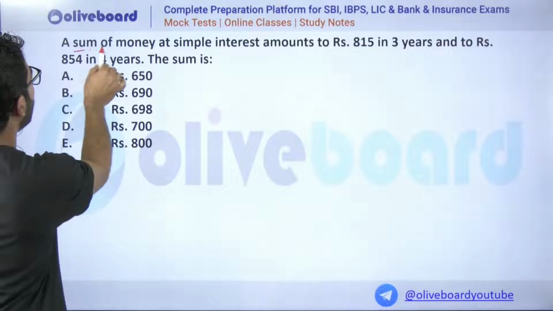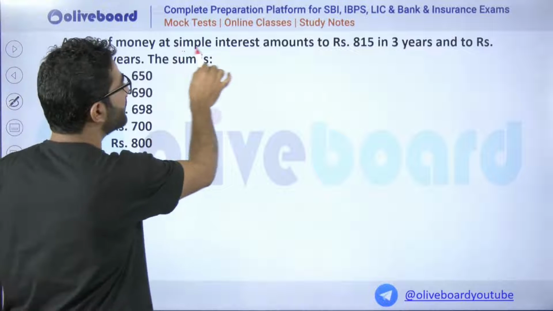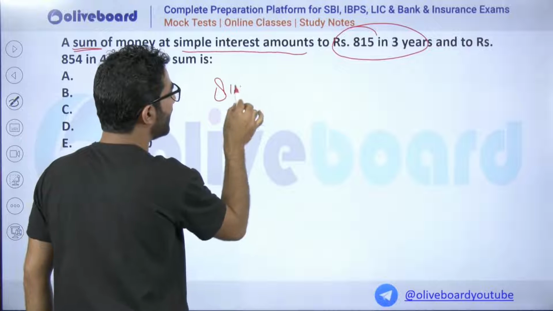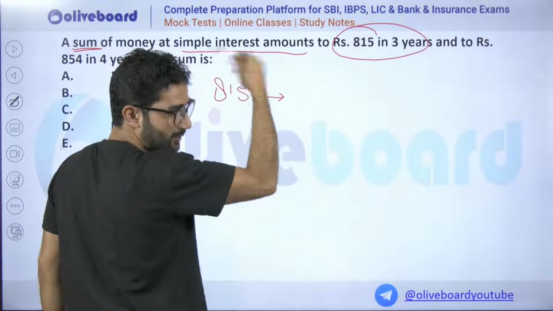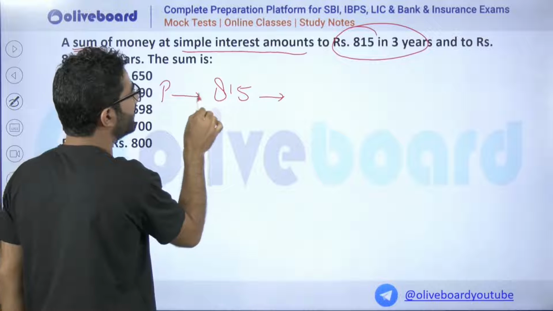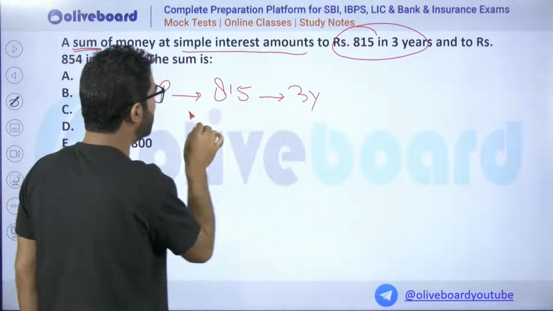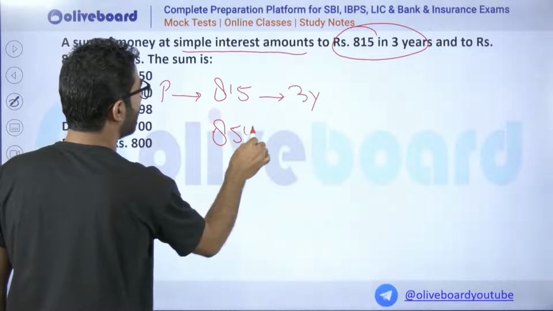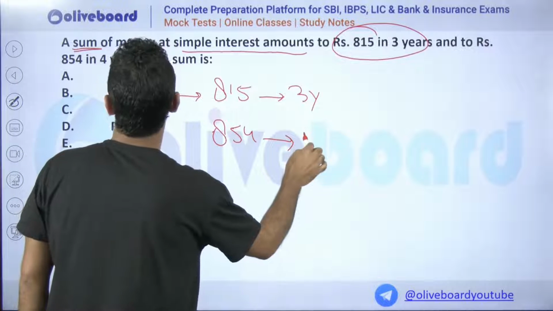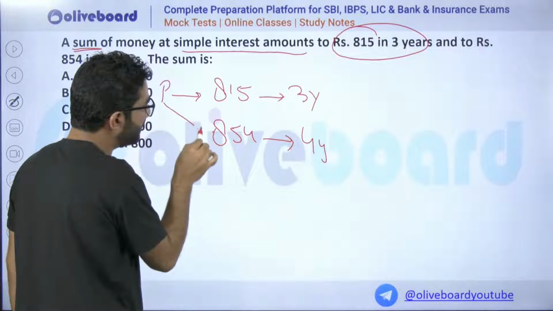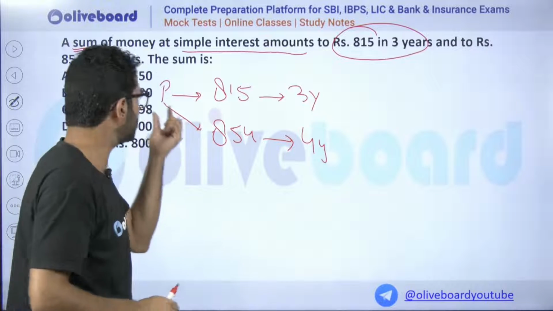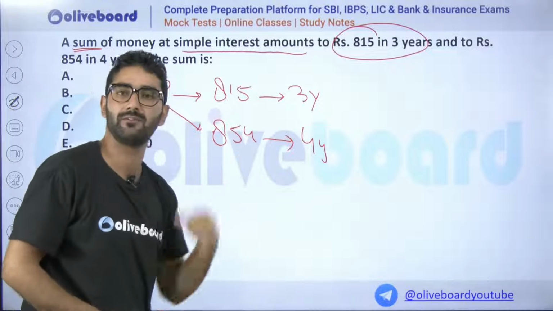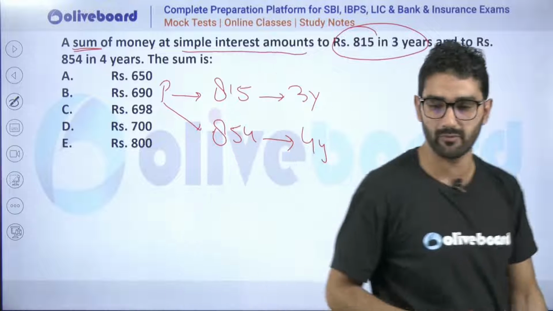If you have a principal of money as simple interest, it amounts to this in 3 years. Can I write it was 815? Some principal becomes this in 3 years. The same principal becomes 854 in 4 years. There is one principal having some amount that becomes this much in 3 years, and the same principal becomes this much in 4 years. If you see the question, my dear, it will be quite easy for you.